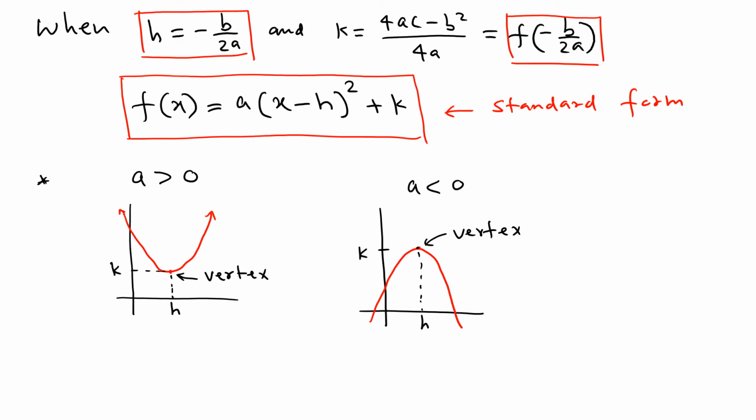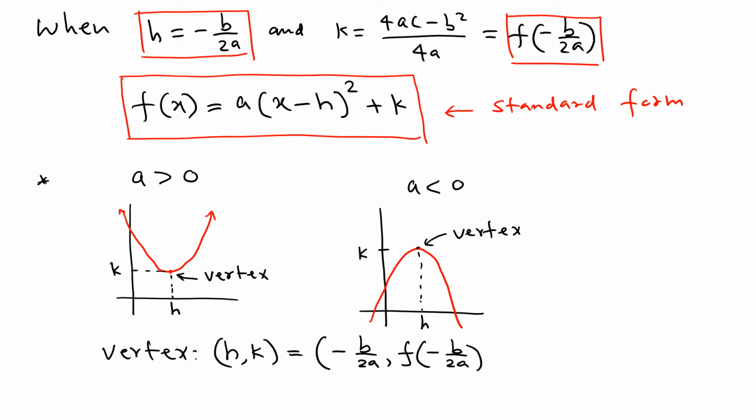So this vertex is given by, in both cases, what we normally call h and k. Those values are simply negative b over 2a, comma, and to get the k value, we plug that value you calculated earlier, negative b over 2a, into the function. That's going to give the k value. So that is how you get the vertex.